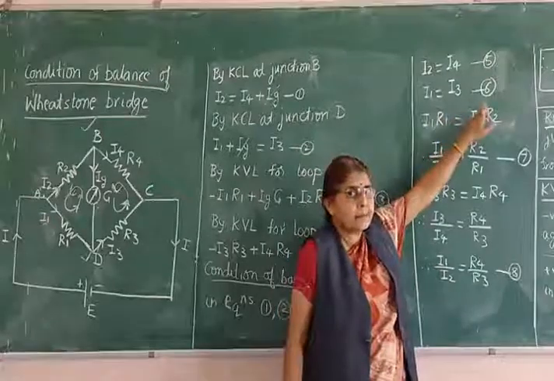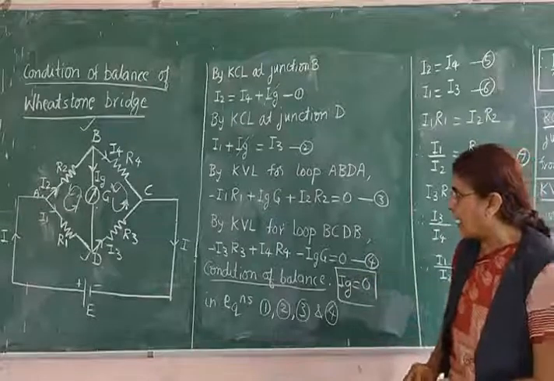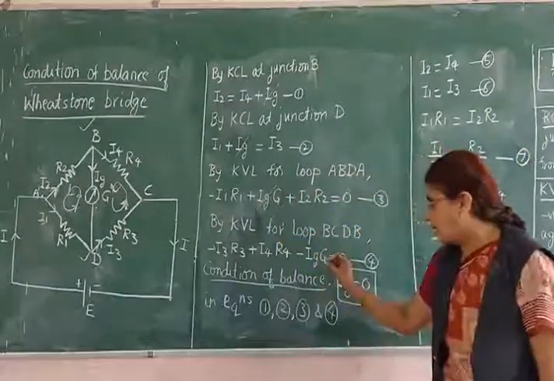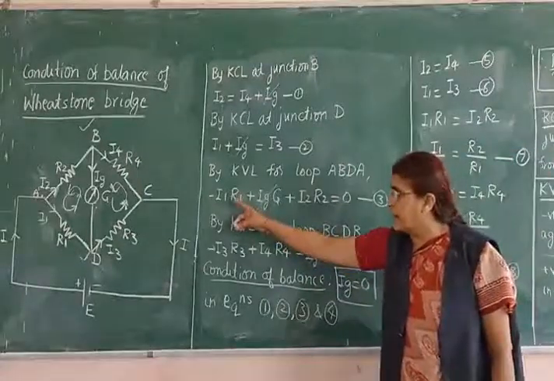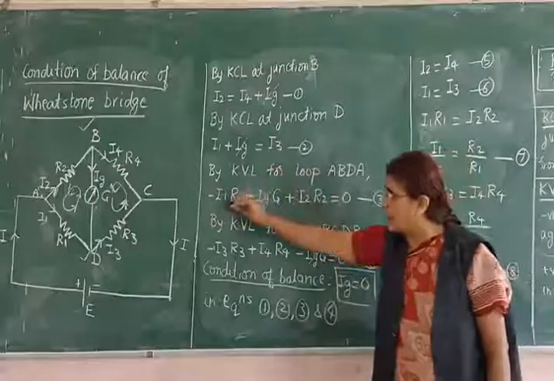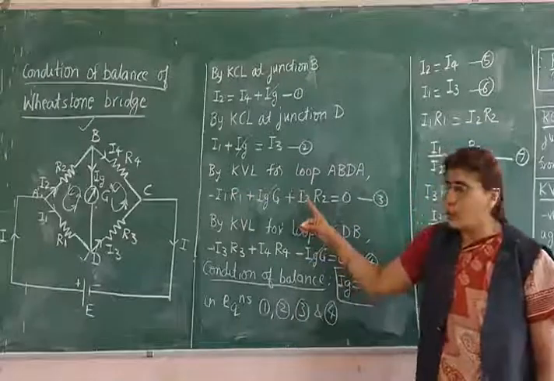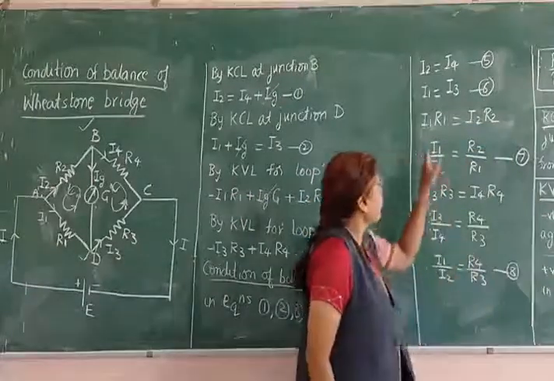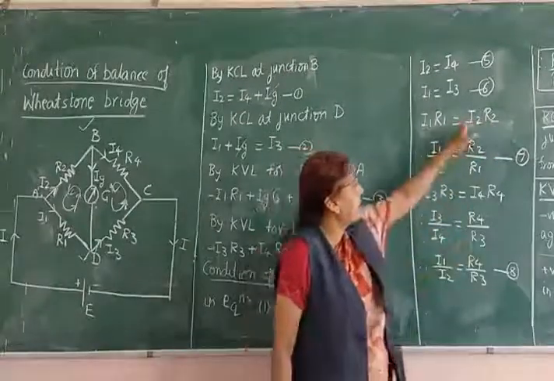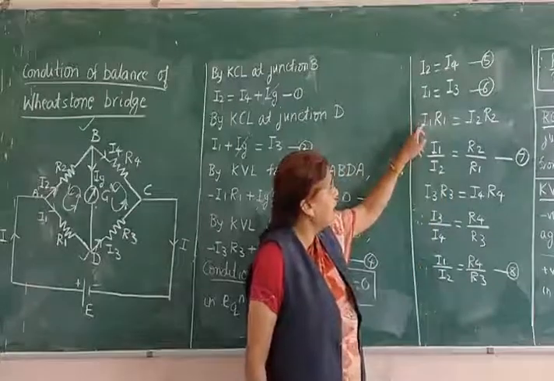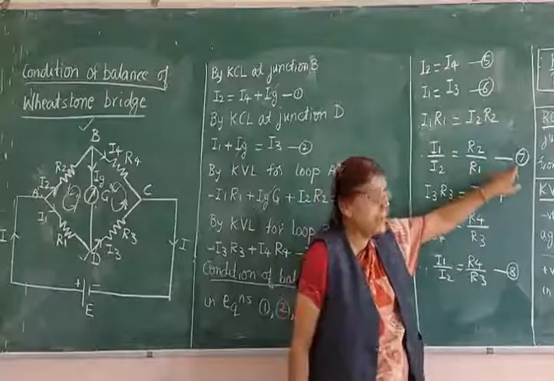I got equation 6. Same thing, Ig equals to 0, we shall put in equations 3 and 4. Wherever the Ig term is, it becomes 0. So here we are left with 2 terms: minus I1 R1 plus I2 R2. If you take I1 R1 to the other side, it becomes plus, so you will have I1 R1 is equal to I2 R2. A slight rearrangement: take I2 to the other side, and you get I1 upon I2 is equal to R2 upon R1. Let me call it equation 7.